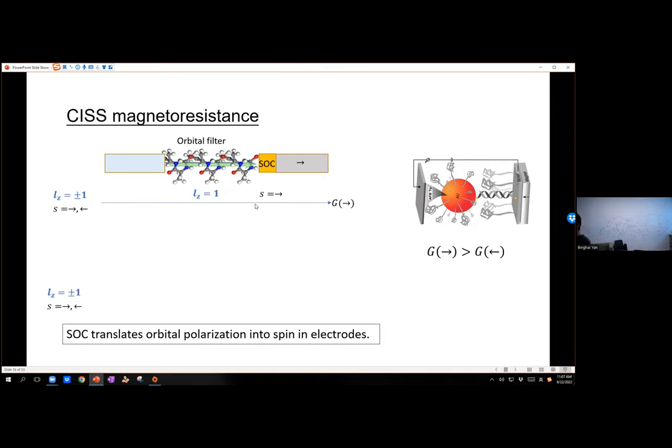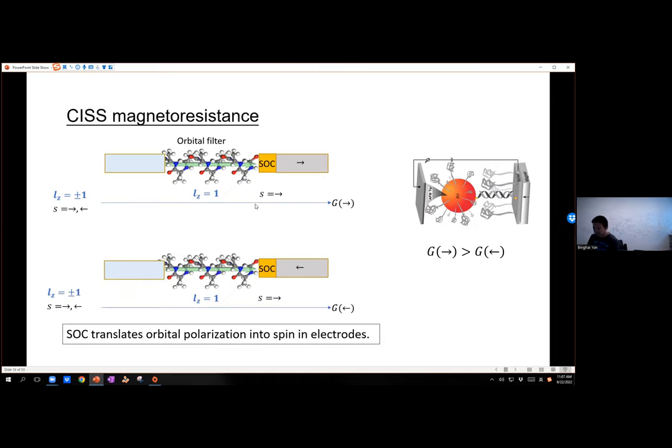Then when it meets spin-orbit coupling, orbital is converted to spin polarization. If the spin polarization matches the ferromagnetic electrode, it will have good conductance. Otherwise, if they don't match, they will have a smaller conductance. This way, when you flip the magnetization, you change the conductance or resistance.